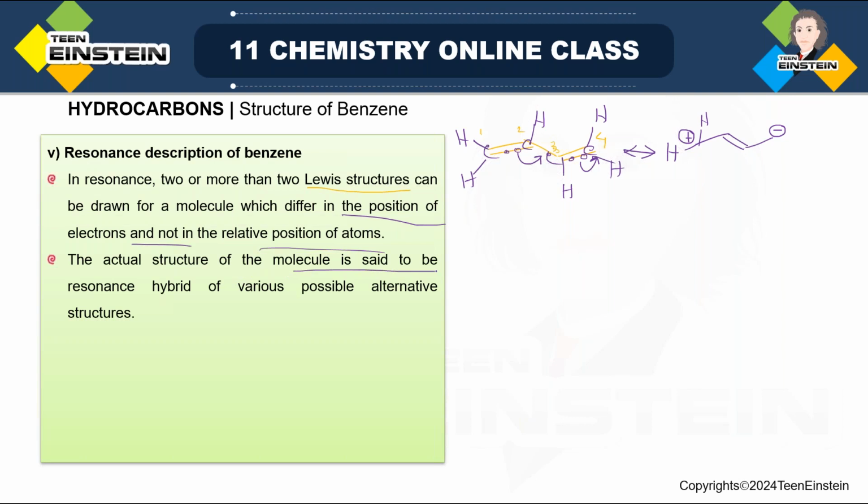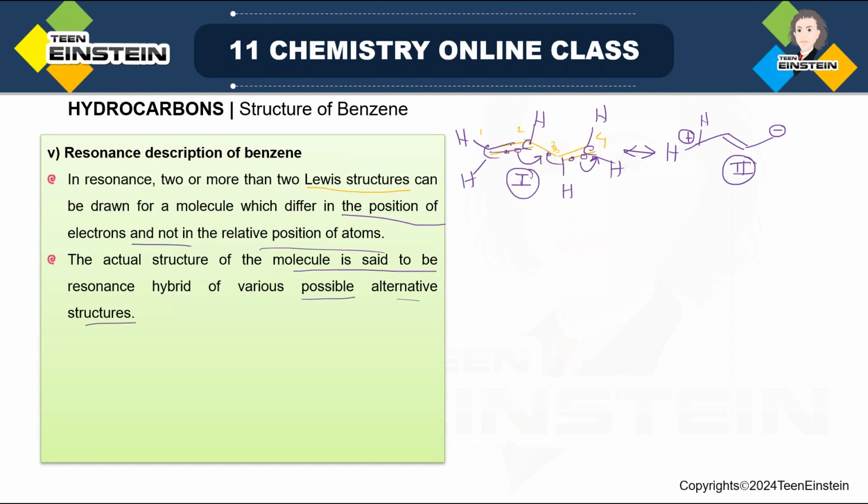The actual structure of the molecule is said to be the resonance hybrid of the various possible alternative structures. So in this case, 1,3-butadiene, do not think that structure 1 is the actual structure, or structure 2 is the actual structure. No, none of these is actually the true structure. The actual structure is a hybrid of these two, as if an average of these two. So suppose number 3 is not exactly like 1, not exactly like 2, it is something in between.